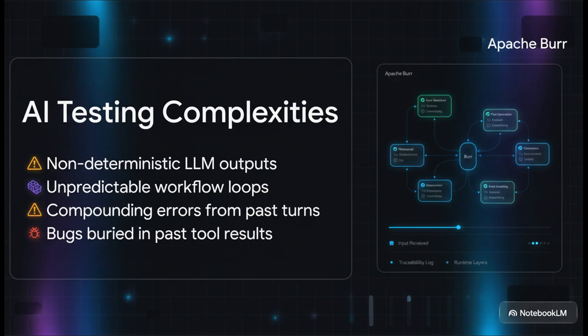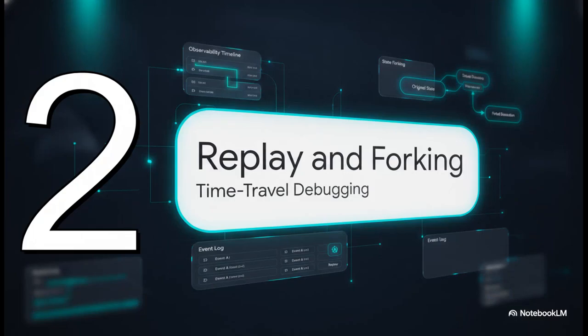It's a nightmare. But this is exactly where Apache Burr steps in. By explicitly modeling your AI as a state machine, Burr makes every single execution step, state snapshot, action result, and transition fully observable, and, most importantly, reusable for your tests. Which brings us to part 2, replay and forking execution. Think of this as time travel debugging.